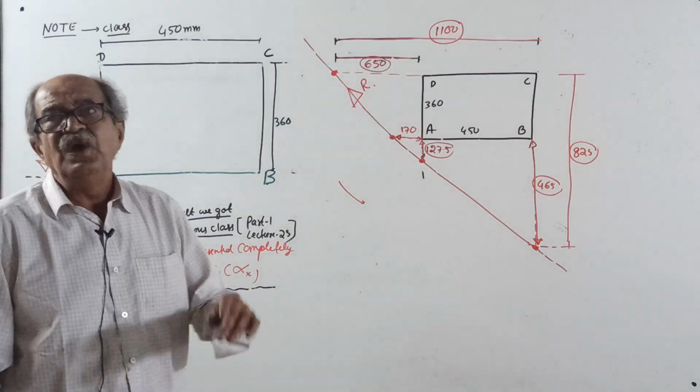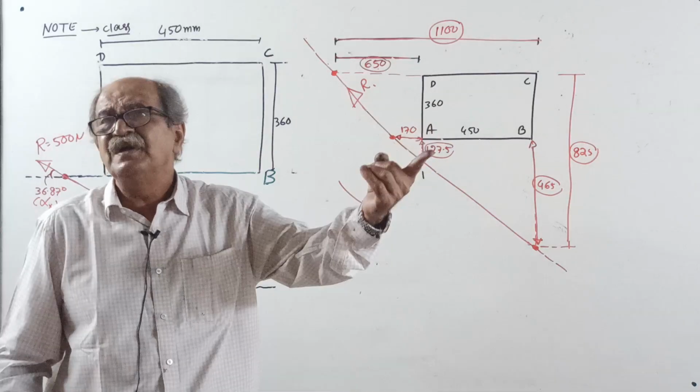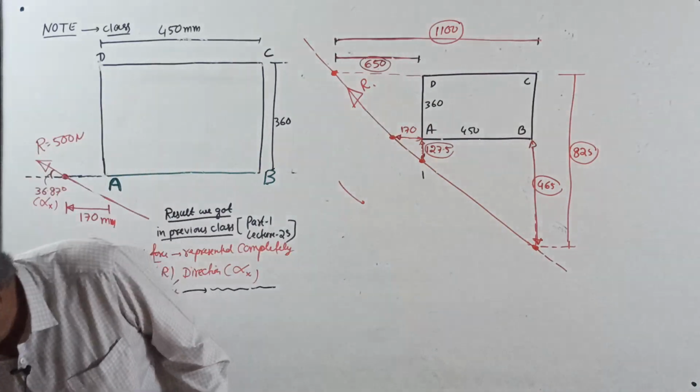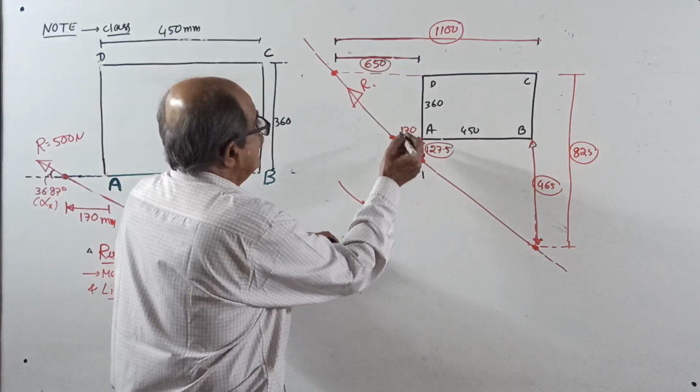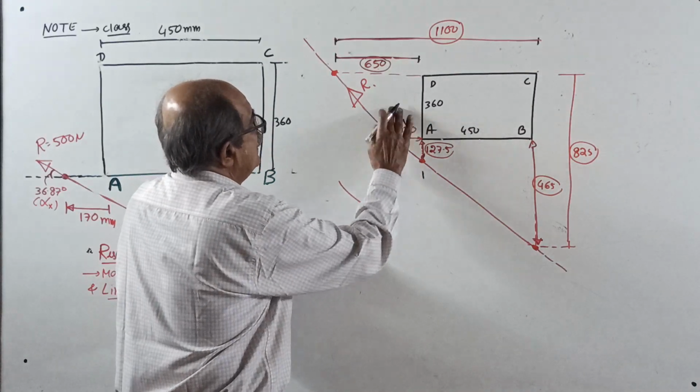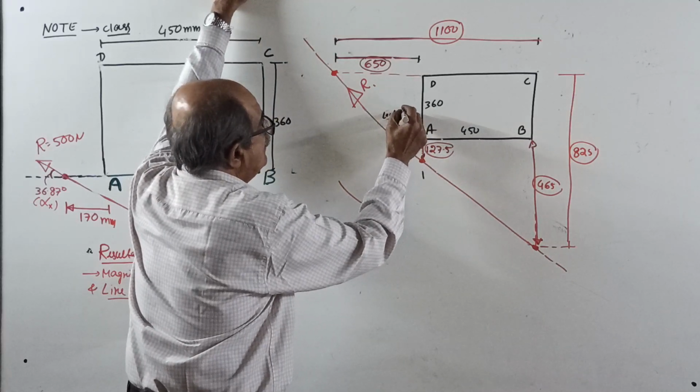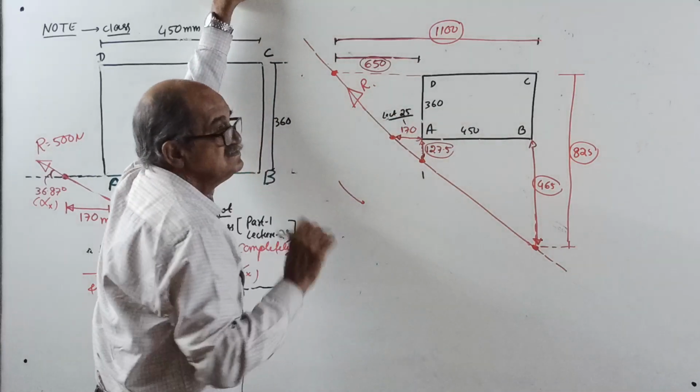Why left? Because we took the right side, negative came. That I all explained. Now, this answer was the last time's answer, from class 20, your lecture 25. In lecture 25, we got it in the previous class.